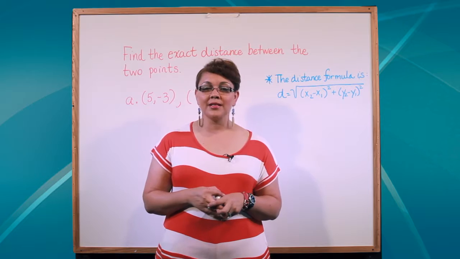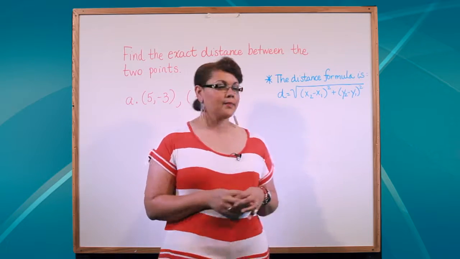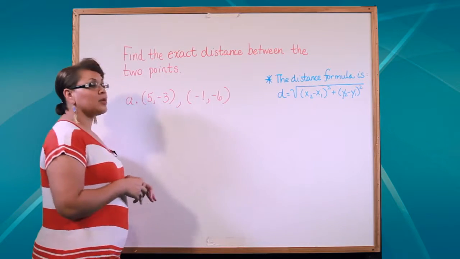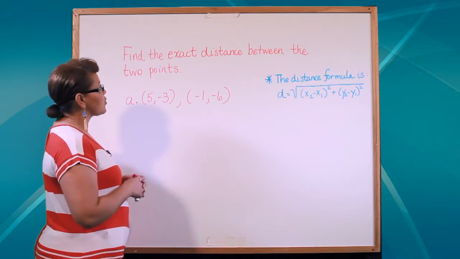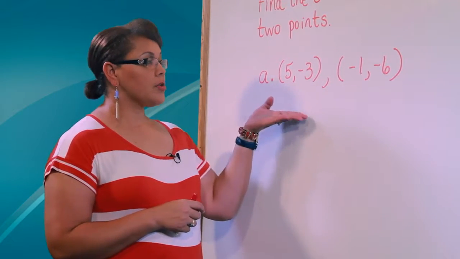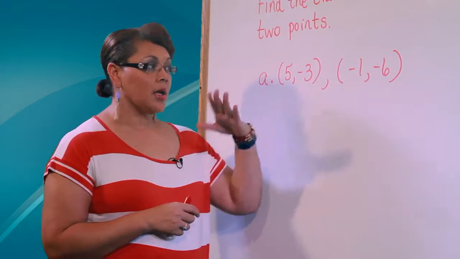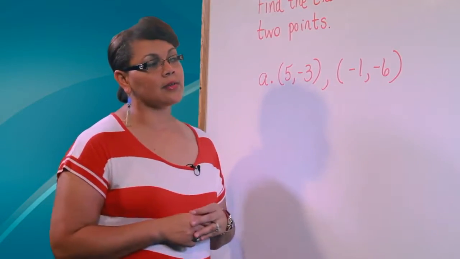In this example, we will find the distance between 2 points. Our problem states the following. Find the exact distance between the 2 points. We're going to use the points (5, -3) and (-1, -6).